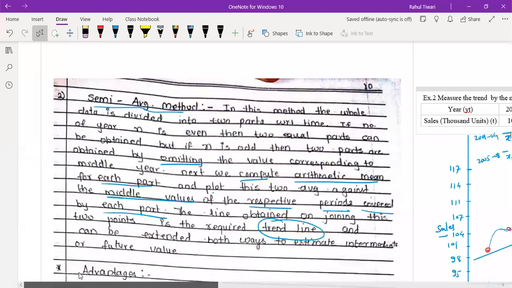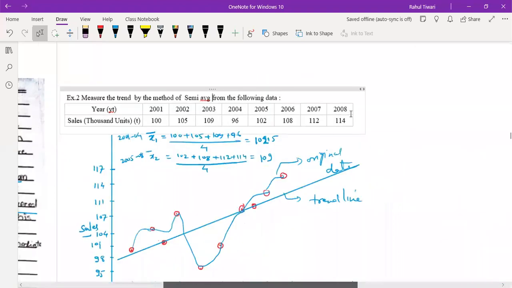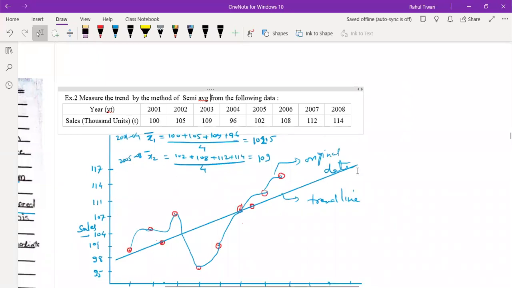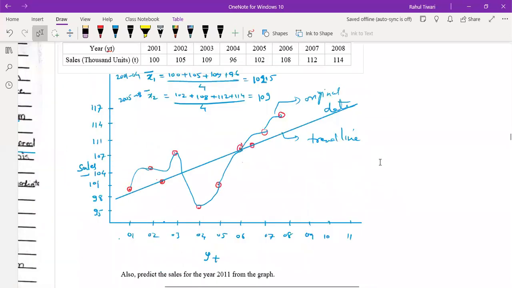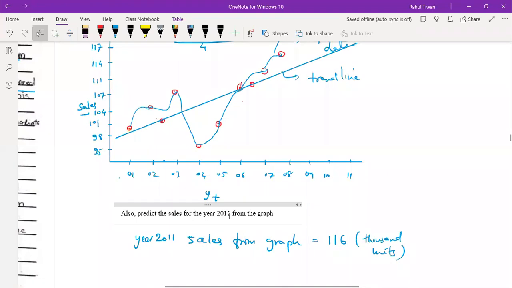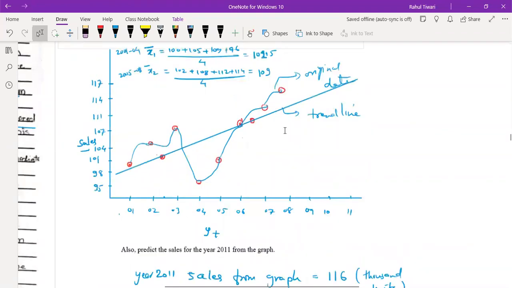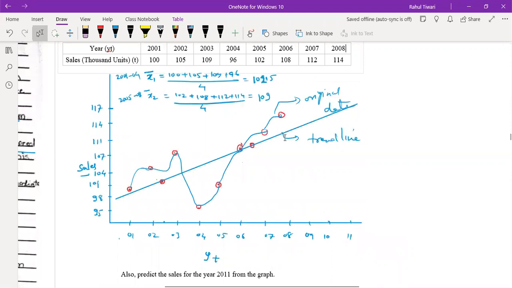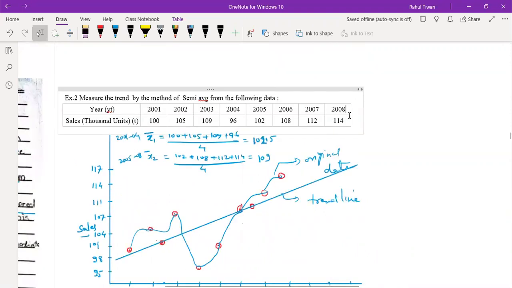So just using the semi-average method, you solve that example number 3, which I have just now given. So just add here one more column, which is 2009, and take the sales as 120. And try to predict what could be my sales for the year 2011 from the graph. Just check whether there are any changes in the data. Like if you include one more year, what could be the effect on my sales? And then we can see in the next class.